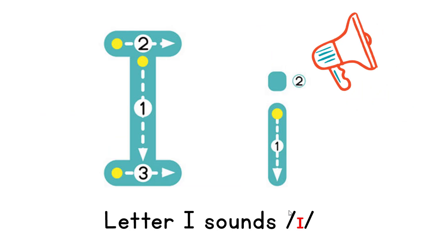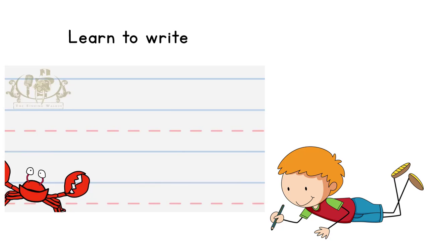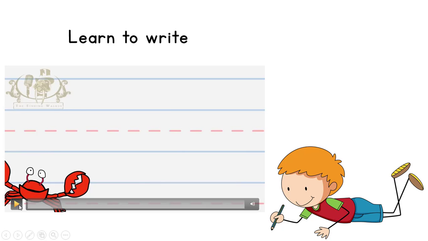Okay, so the letter I sound E. Letter I sound E. Very good. Can you say together? E, E, E. Very good. Letter I sound E. All right, now learn how to write.